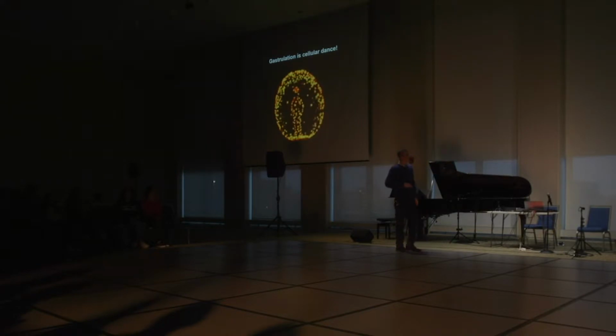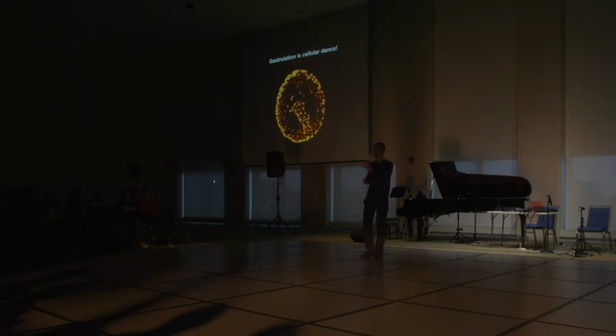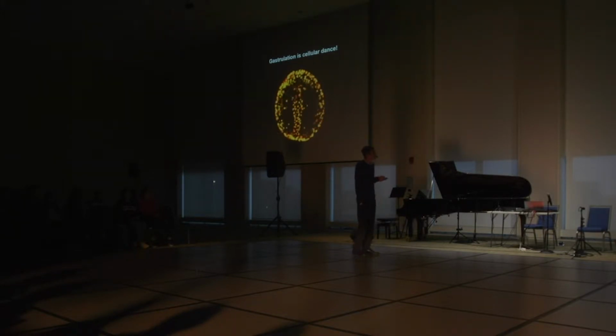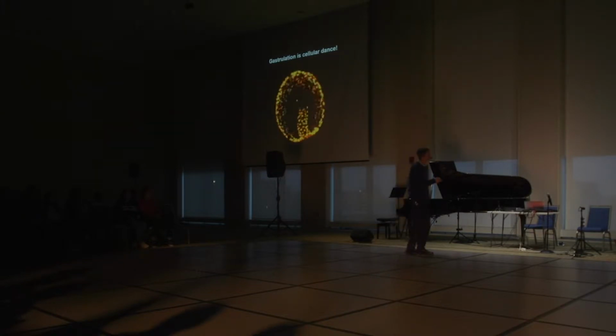Look at this. This is a gastrulation in a sea urchin embryo. Each yellow spot here marks an individual cell. You can see how they are brought inside and invaginate from the outside of the embryo inside to form these new internal structures.